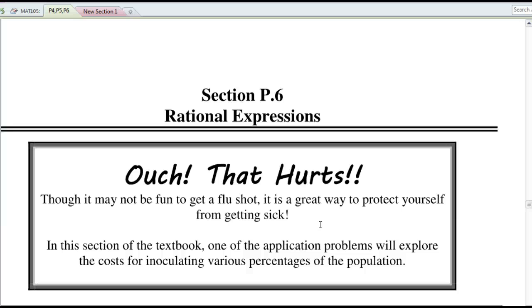So, in this section, what we'll be looking at is how to deal with polynomials that are set up like fractions. So we'll just jump right in. Basically, what we'll be looking at is finding the domain of these things, and then also looking at ways to put them together by adding, subtracting, multiplying, and dividing.